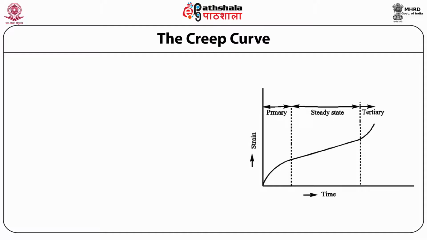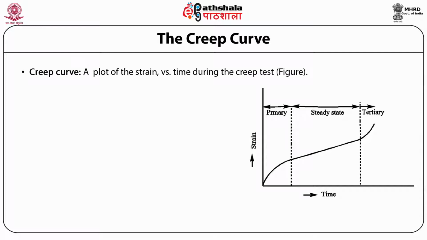The creep curve. A creep test is carried out by mounting the specimen in a furnace, applying a constant load to the sample and measuring the extension of the specimen with time. The load is usually tensile, but it may also be compressive, while the temperature of the furnace is held constant. A plot of the extension or strain versus time is called a creep curve, which typically looks as shown in this figure.